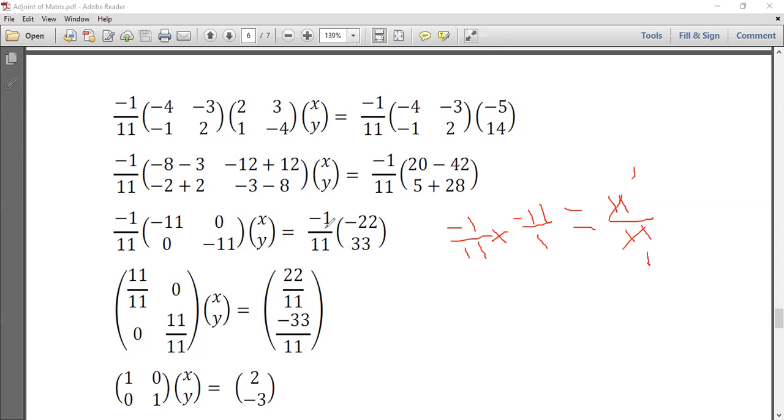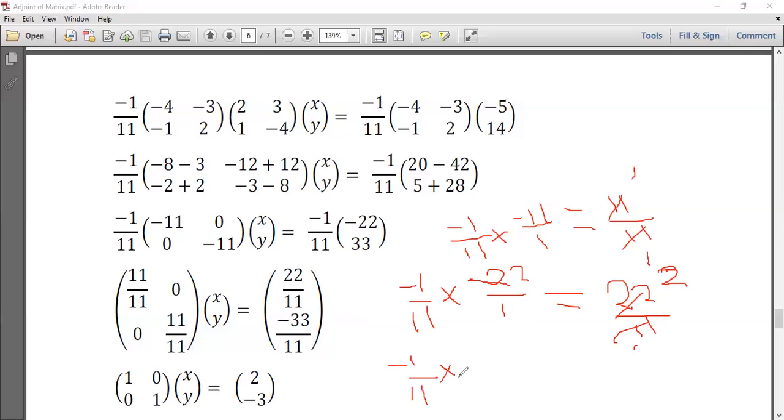So let's go to this part now. This one is the same thing as minus 1 over 11 times minus 22 over 1. So that is, minus times minus is 22 all over 11. That gives us 2. The same thing to minus 1 over 11 times 33 over 1. 11 into 11 is 1, 11 into 33, that is 3. So you have minus 3. So you have this.